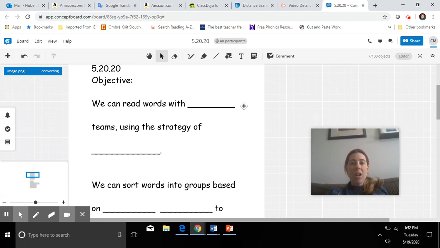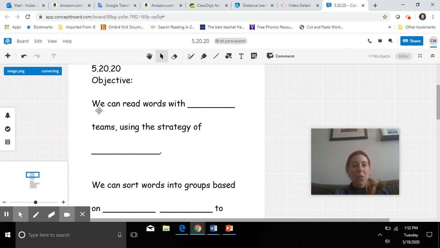We have been all this week practicing reading words with some first grade spelling patterns, and we're going to continue with that today. So we are going to practice with 3 new vowel teams. We're going to learn the sounds of 3 new vowel teams, and then we're going to practice grouping words based on the spelling patterns that they have. Okay, so we're going to do a sort today. So let's do our objective today.